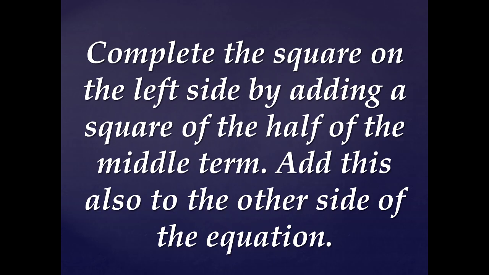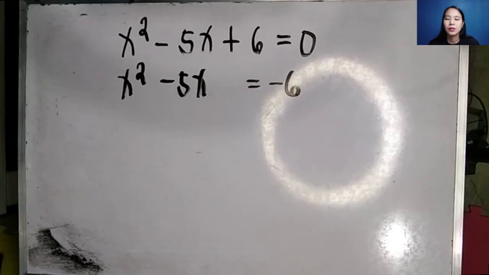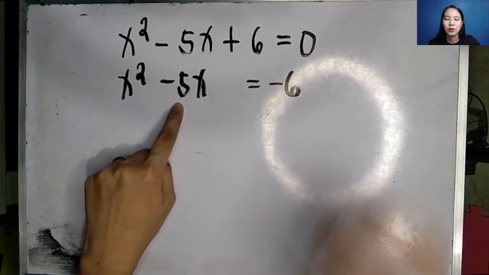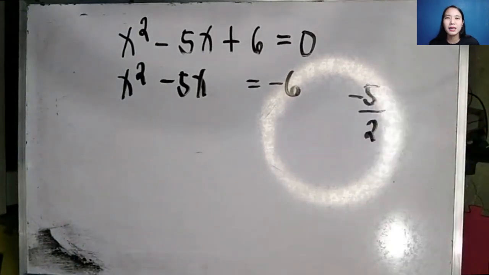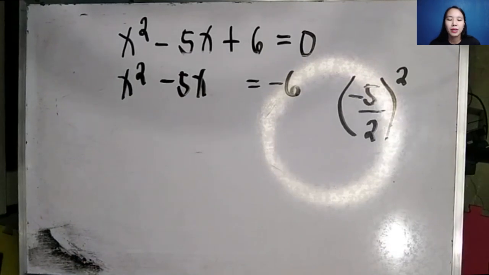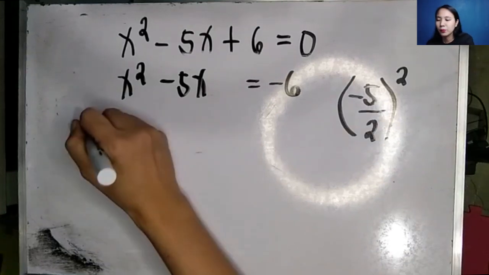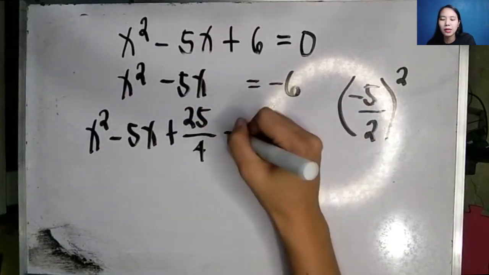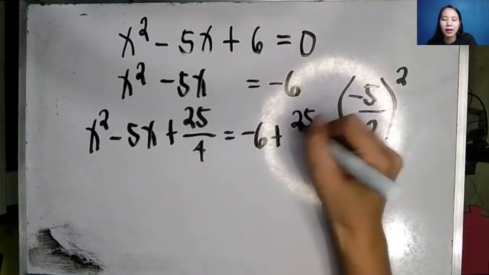The next step is to complete the square on the left side by adding the square of half of the middle term. And then we add this number to the other side of the equation. In this case, our middle term is negative 5. To get its half, you have negative 5 over 2, and then we get the square. That becomes negative 5 squared, which is positive 25, and 2 squared, which is positive 4. So we're going to add 25 over 4 to both sides of the equation. Thus, we have x squared minus 5x plus 25 over 4 equals negative 6 plus 25 over 4.